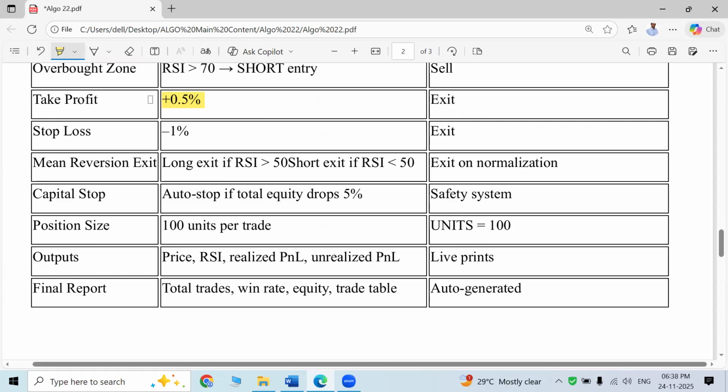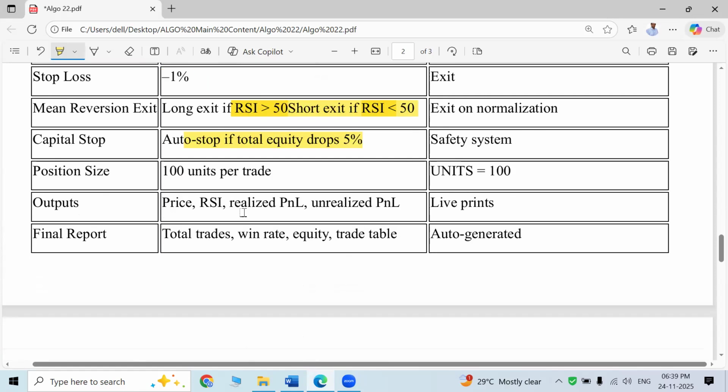Next, we are going to exit the long position if the RSI comes up to 50, or we are going to exit the short position if the RSI is below 50. So that means the RSI is normalized. Okay, if wrong trades are happening due to market volatility and RSI is not working well with the market news flow, then if there is a total 5% drop in the capital, we are going to stop completely.